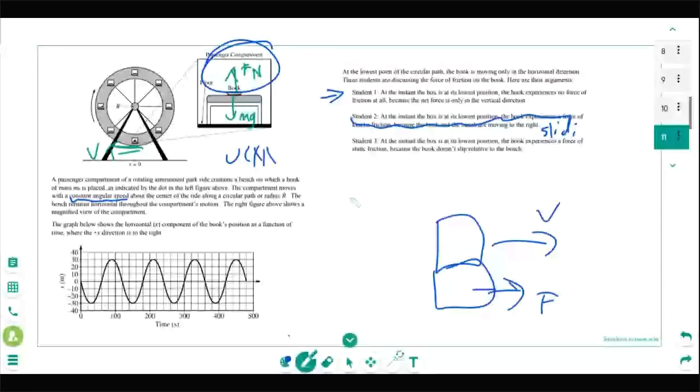Student 3, I get what you guys are saying. We have static friction going on here, because if there was a force pushing the book to the side, you would have static friction going on. But I don't see a force going to the side. I see just two forces, an up and a down, going on there. And because they're talking about constant angular speed, constant uniform circular motion, constant speed, constant angular velocity, that sort of stuff, I don't see anything that says it goes in there. Where would the static friction come from?